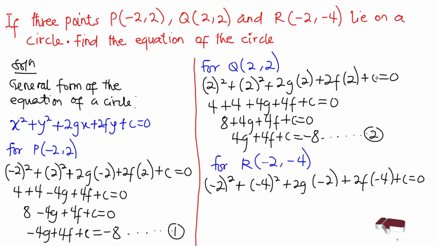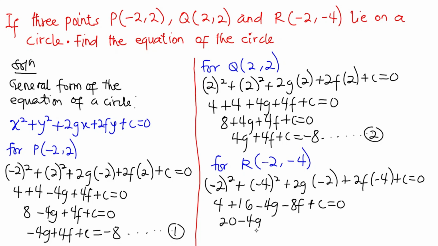So once we have this, you can see that minus 2 squared is the same thing as 4, and then minus 4 squared gives us 16, but 2 and negative 2 gives us negative 4g. And then here we are going to have negative 8f. So we bring our c, that is plus c, which is equal to 0. So 4 plus 16 gives us 20, and minus 4g, minus 8f plus c, which is equal to 0.